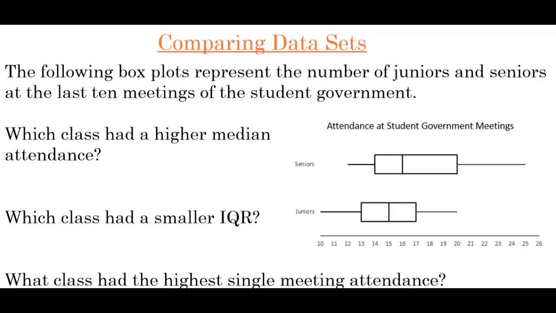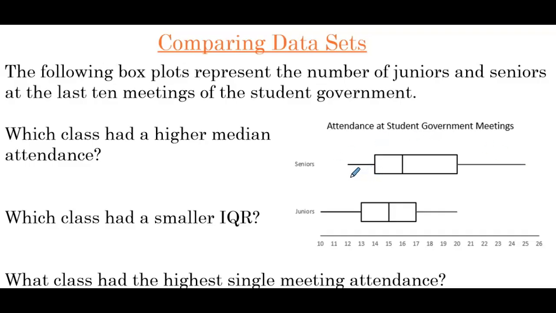Hey everyone, in this video we're going to learn how to compare datasets. Our first example, the following box plots represent the number of juniors and seniors at the last 10 meetings of the student government. Looking at the box plots, the horizontal axis represents the attendance, or the number of students. The lower box plot represents the juniors. The upper box plot represents the seniors.